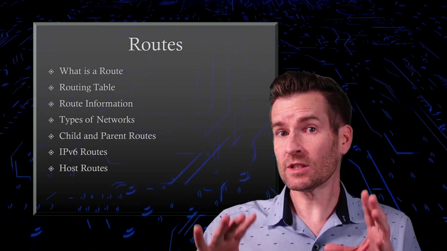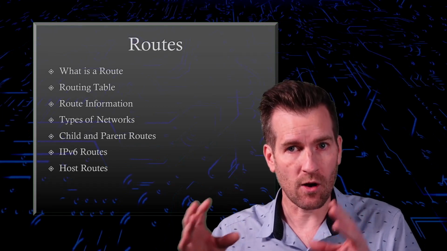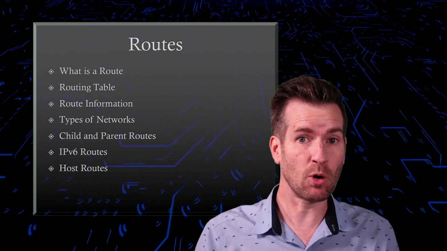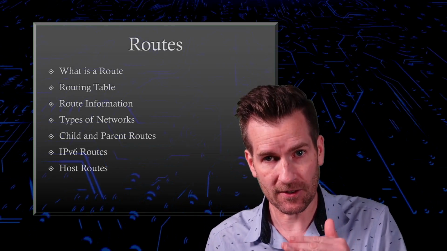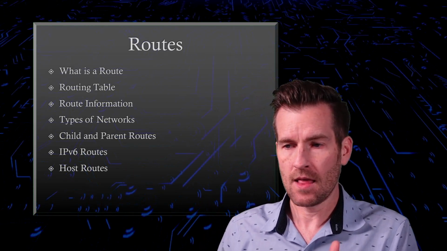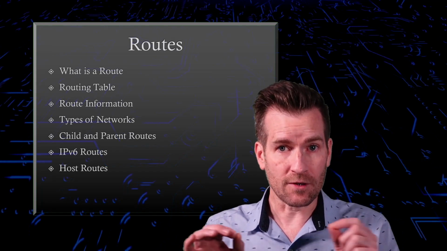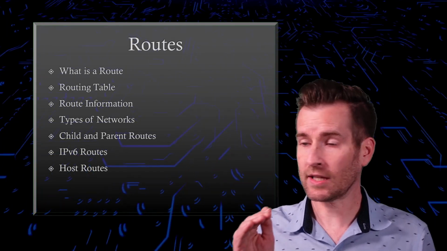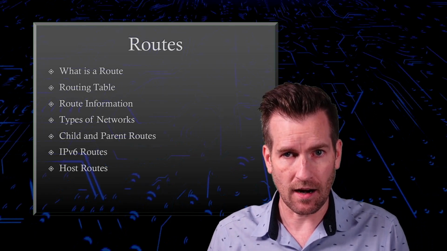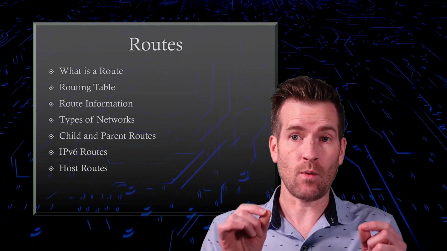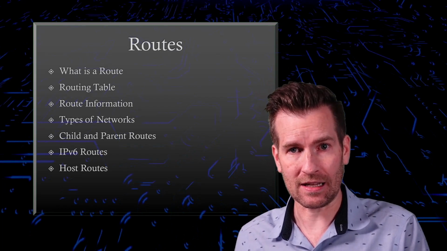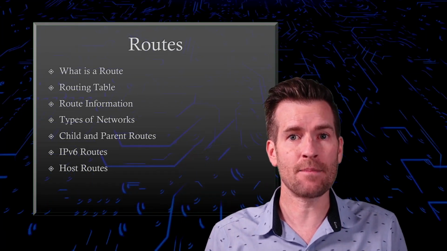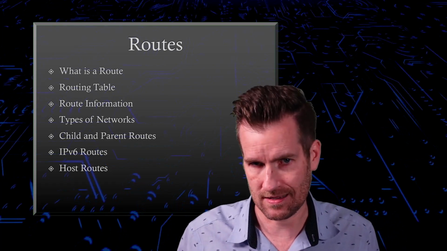In this video, we'll start out by talking about what a route is. Once we determine what a route is, we'll take a look at a routing table where we'll see a lot of different types of routes. Then we'll talk about route information, what information you would find within that route. We'll take a look at the types of networks there are. Then we'll take a look at what a child and a parent route is. We'll take a look at an IPv6 route, and we'll wrap things up talking about what a host route is.